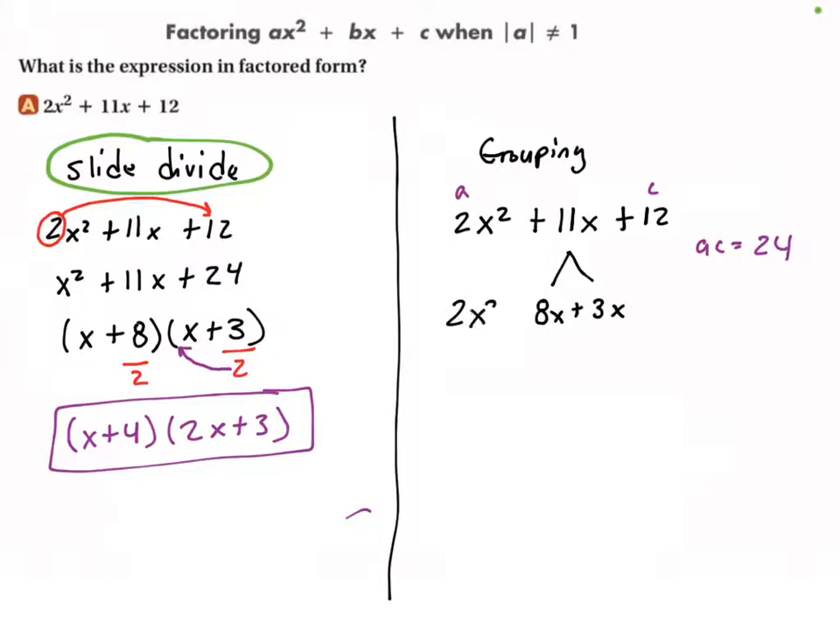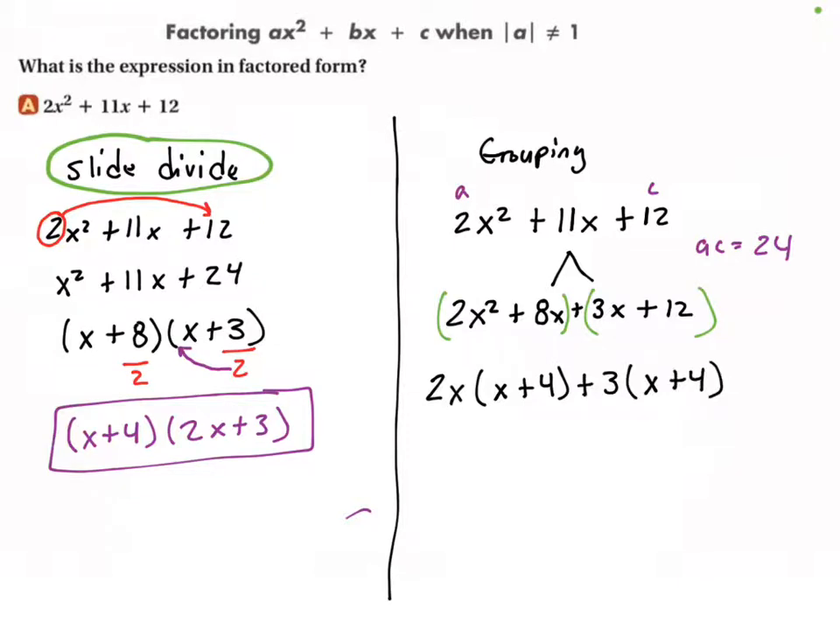And now we're going to have 2x squared plus 8x plus 3x plus 12. And what we want to do now is group the first two terms and the last two terms. Once we have them grouped, we're going to try to factor a GCF out from each group. So 2x squared and 8x have a 2x in common, so I'll factor out 2x. And so I'm left behind with x plus 4. And then here, 3x and 12 have a 3 in common, so I'll factor out a 3, and I'm left with x plus 4. You know you've done this correctly when the quantities here are the same.